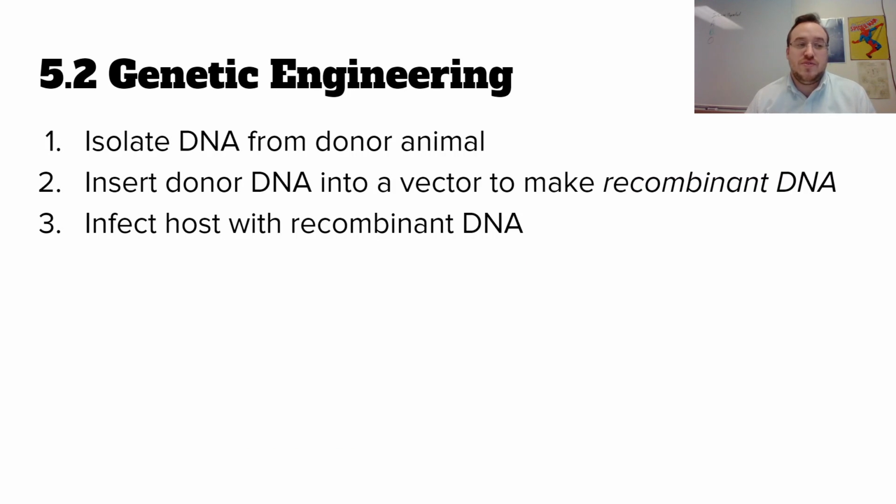And so there are three basic steps to this. One is to isolate the DNA from a donor animal. So you would take the DNA that you want. It doesn't have to be an animal, but a lot of times we're going to talk about animals. So donor species may be a better way to phrase that. So you're going to isolate that DNA.